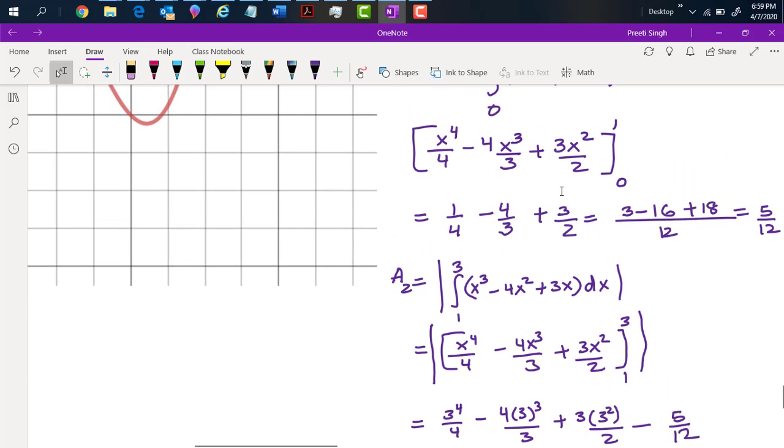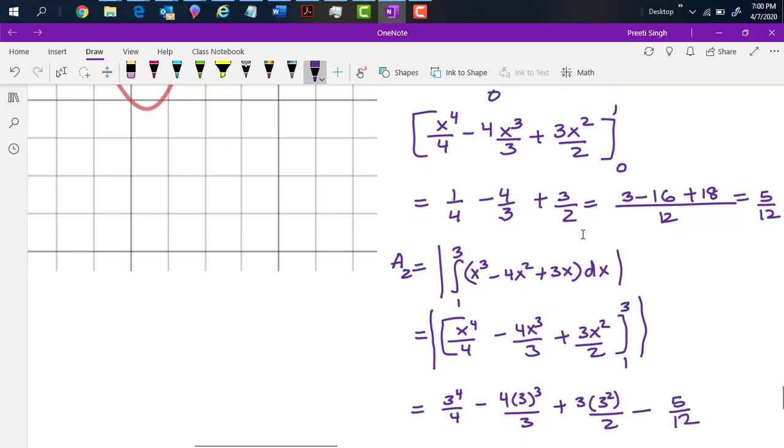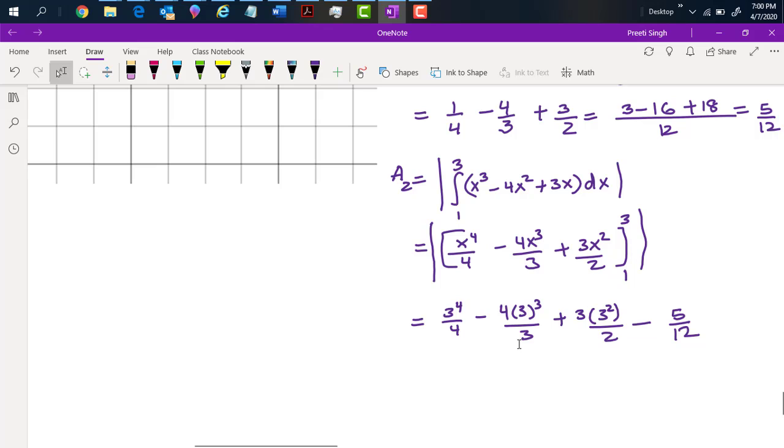Now note that here I didn't apply the lower limit 0, because if I apply 0 to any of these x's, you are going to get 0. So usually when you find the entire derivative, according to the fundamental theorem of calculus, you apply the upper limit minus the lower limit. Now in A1, I did not apply 0 because my outcome will be 0 if I input 0.